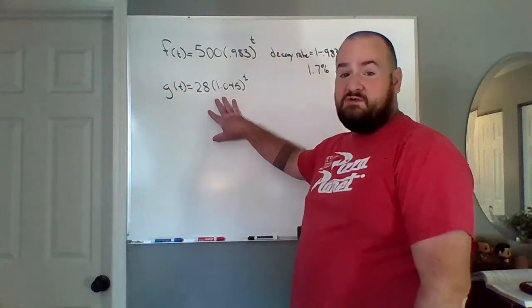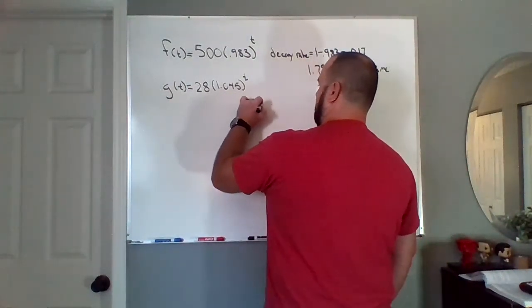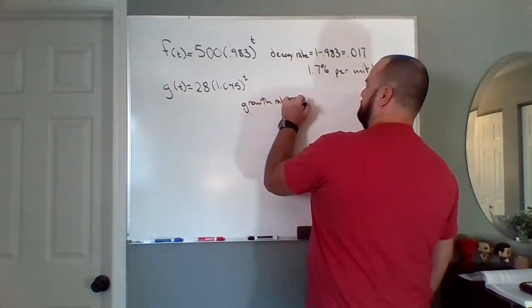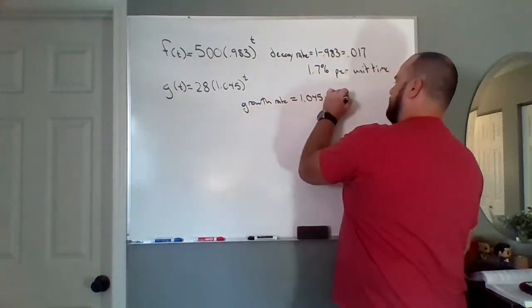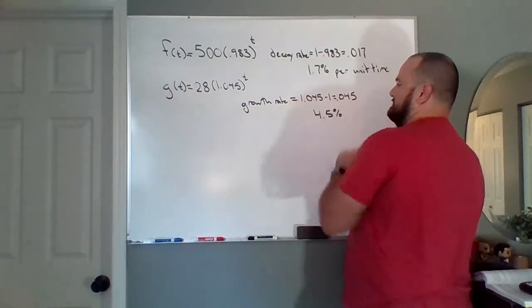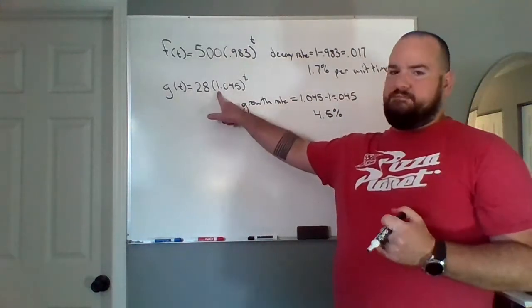Right here we have exponential growth. So that means our growth rate is simply 1.045 minus 1, 0.045, or 4.5%. So where does this 1 come from?